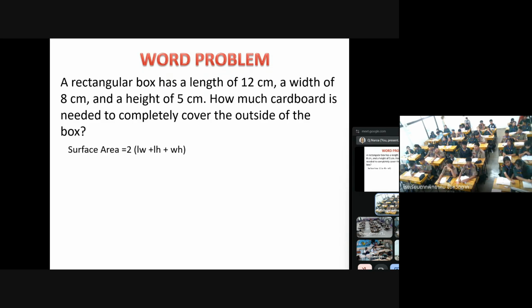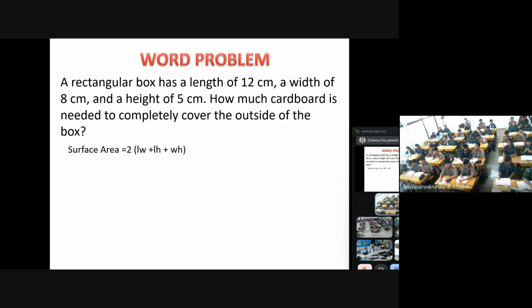We multiply length times width plus length times height plus width times height. Now, based on the problem, what is the length of the rectangular prism? 12. Okay, very good. 12 centimeters. And then what is the width? We have 8 centimeters. What is the height?